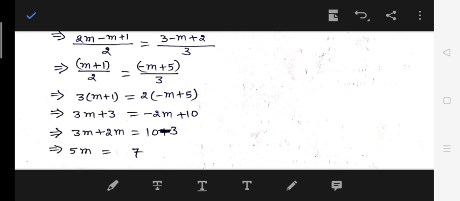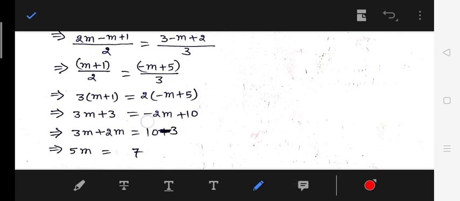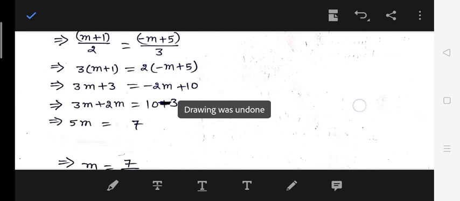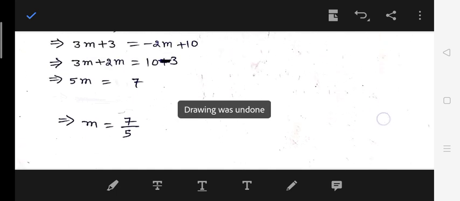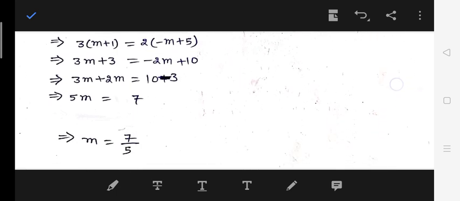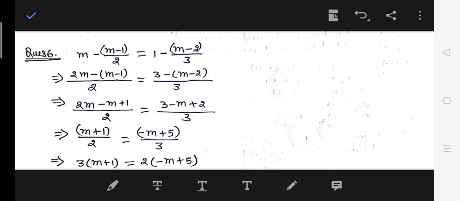Now I am going to transfer the variable term to one side, so minus 2m transferred to the left side will be plus 2m, and plus 3 transferred to the right side will be minus 3. So it will be 3m plus 2m equals 10 minus 3. 3m plus 2m is 5m, and 10 minus 3 is 7. So 5m equals 7, then m equals 7 upon 5. So this is the answer of question number 6 of exercise 2.5. So thank you students.